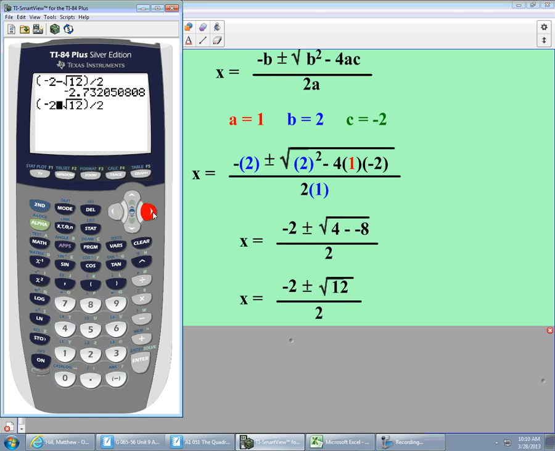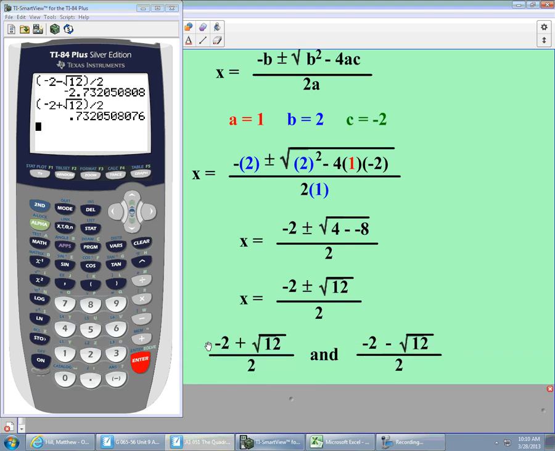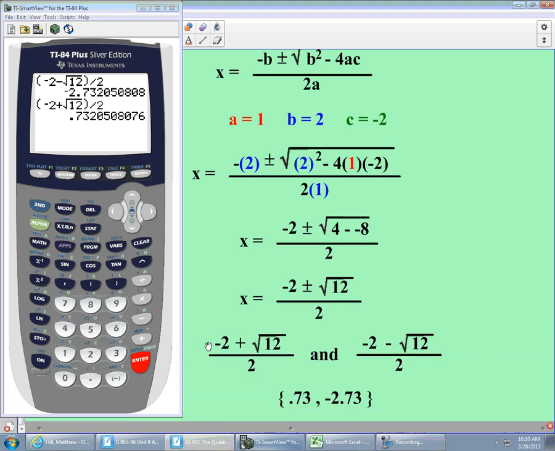If I can get my calculator to cooperate. Change that minus to a plus, because that's the only difference between the plus or minus is that sign right there. Enter it again, and I get a 0.73 value. These are the two solutions that make this problem work. Okay, 0.73 and negative 2.73.